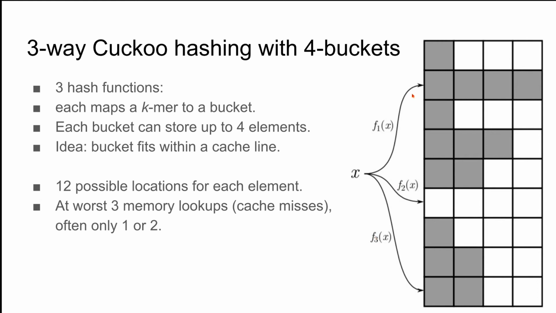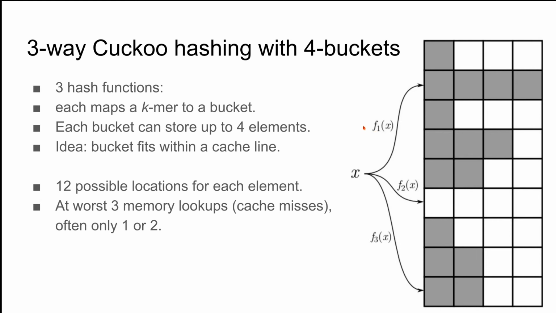In our case, each location in the hash table does not only store a single key value pair, but up to 4. So each location is a bucket that allows several elements. And one of the key ideas is that each of these buckets fits into a cache line. So once we do a lookup of one element in a bucket, essentially looking up the other elements comes for free. So while we have 12 possible locations for each key value pair, we only need at most 3 cache misses, and on average it's much less.